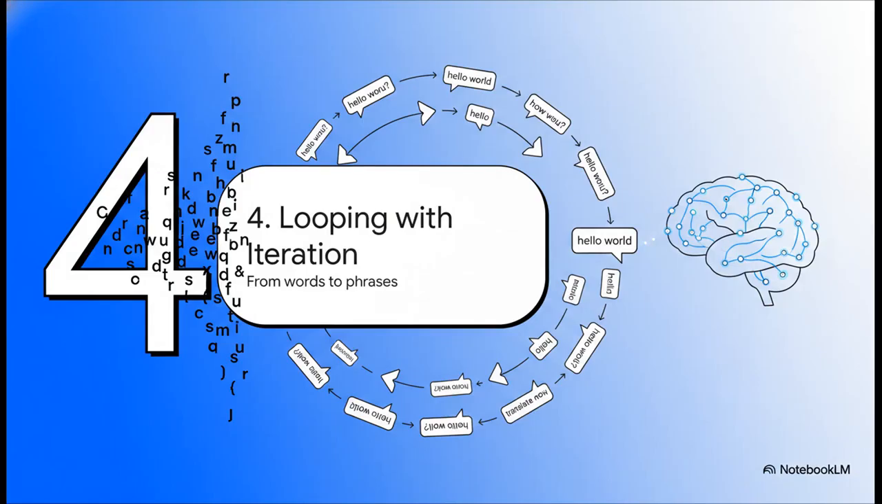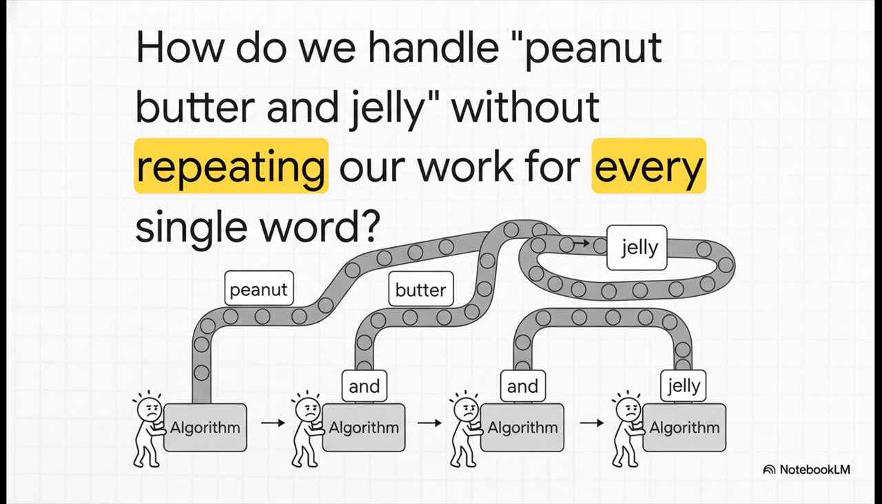Okay, our little translator is getting pretty smart. It can handle words that start with consonants and vowels. But what if we want to translate more than just a single word? What if we want to translate a whole sentence? Sure, we could run our algorithm on peanut, then stop and run it again on butter, then again on and, you get the picture. But man, that is so slow and inefficient.